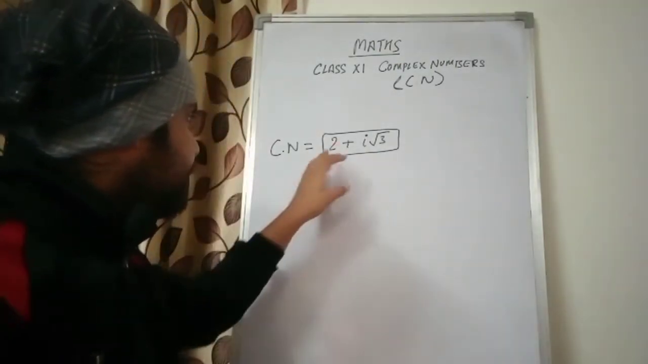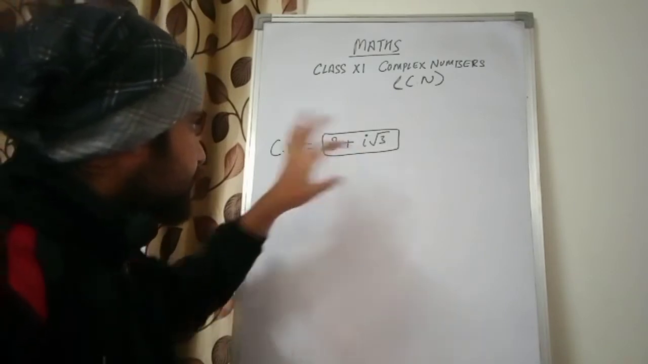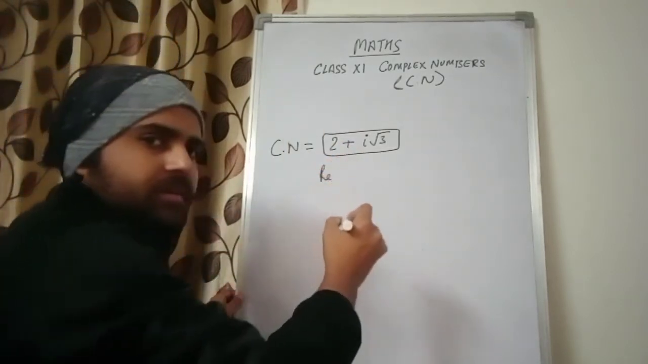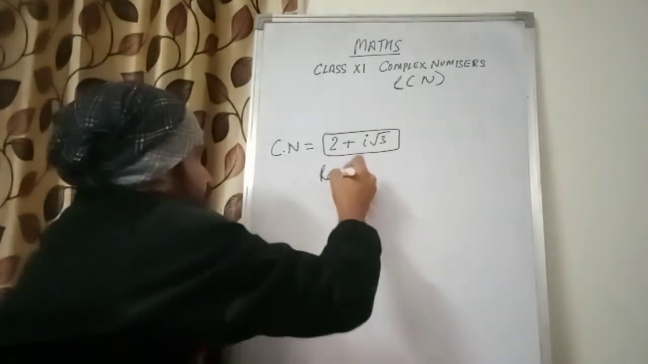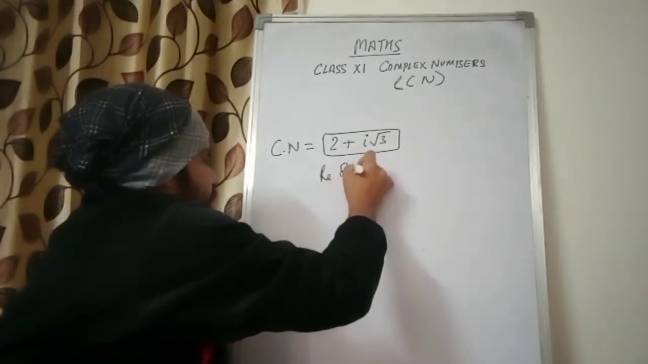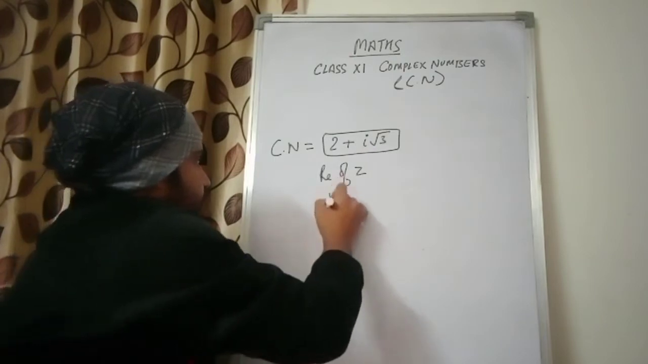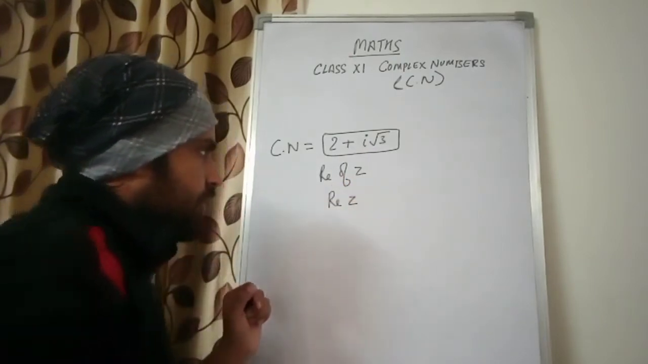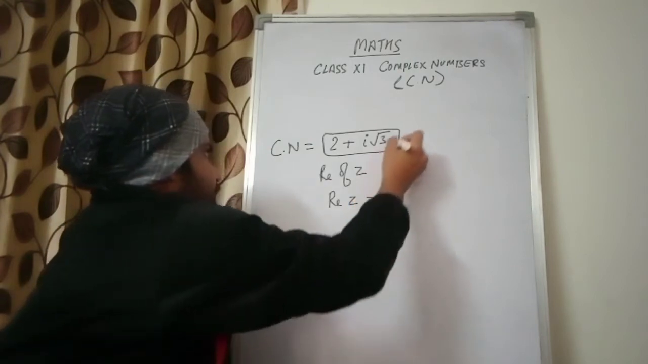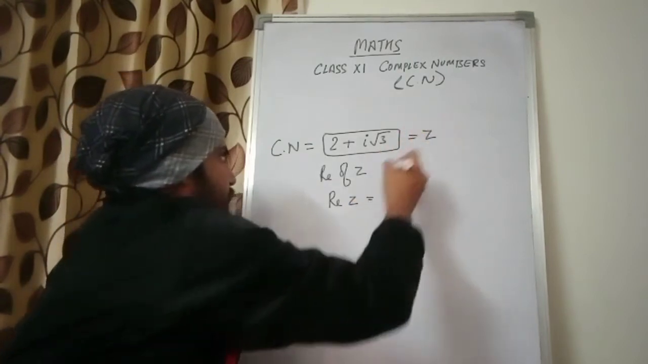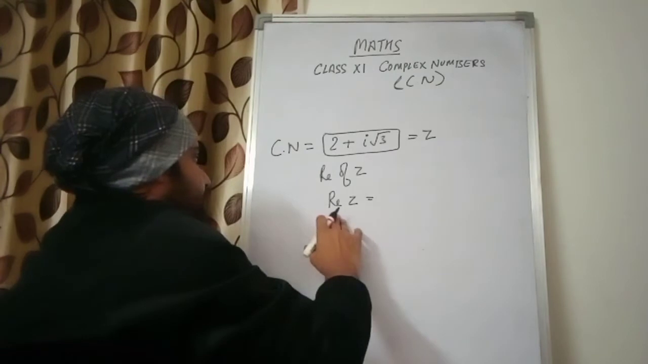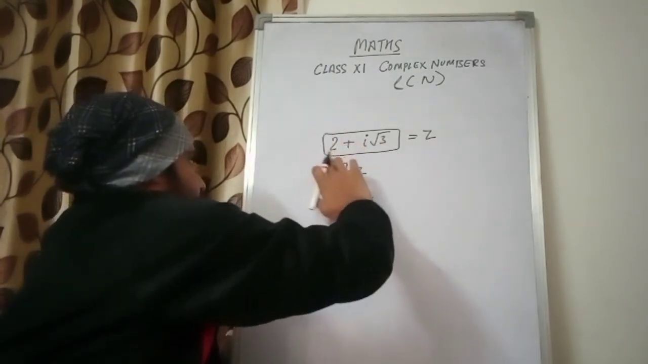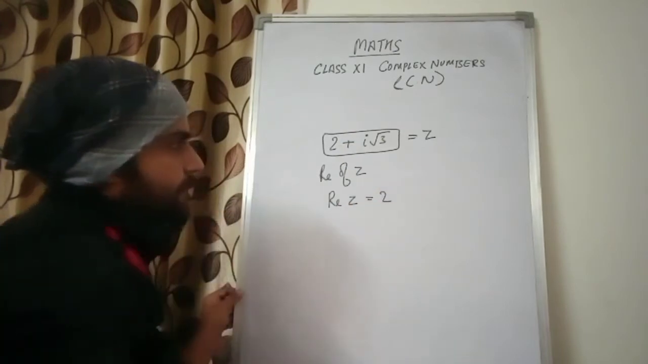Now here, if I ask you what is the real part of this number, the real part we denote by Re. Okay, real part of Z. Let's say this complex number I'm calling Z. So the real part of this Z, what will it be? It will be 2. Fine.